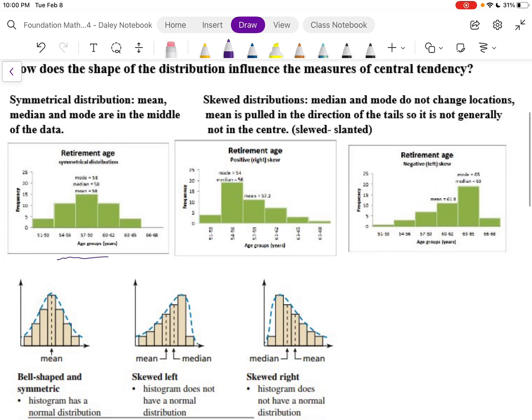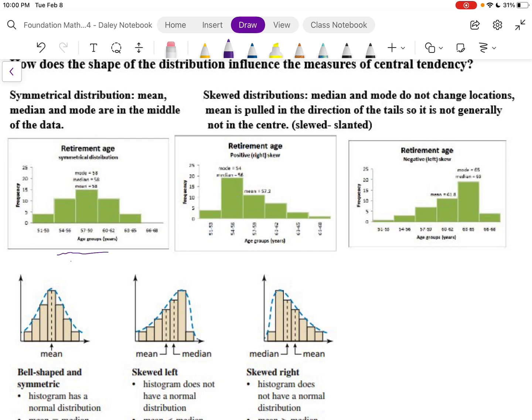And if you actually look right below it, that is a normal distribution. So you can actually see that right there. The histogram has a normal distribution. We're going to spend more time talking about normal distributions than skewed data, but we will be talking about those as well. So it's important that you understand those as well.